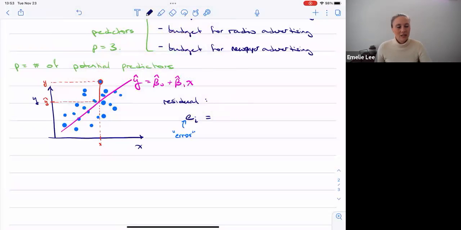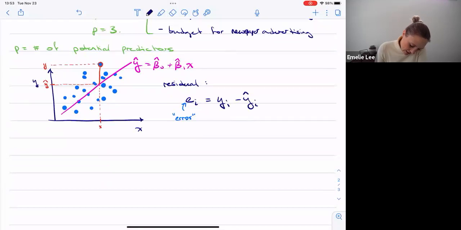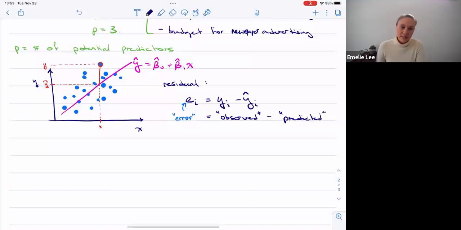So e i is the error term, and it's going to be the y i, right? So the observed minus the predicted value at that same value of i. Okay, so how I think of it is it's the observed minus the predicted. And that's how I remember what the residual is.